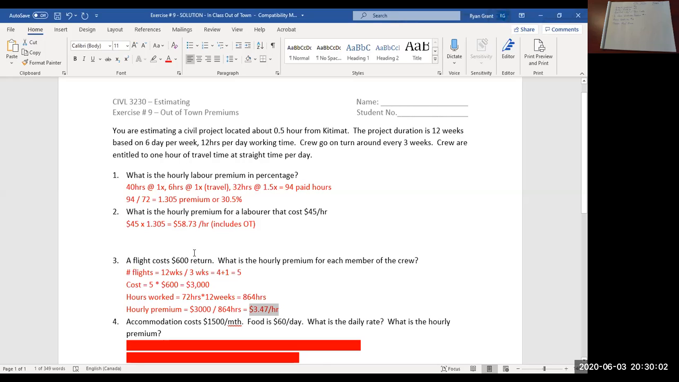Yeah, I guess now that you mention that, your initial flight there, your initial $600, that's a round trip cost. So that flies you there at the start of week 1, and it flies you home after 3 weeks. Yeah, I think you're right. It is 4.